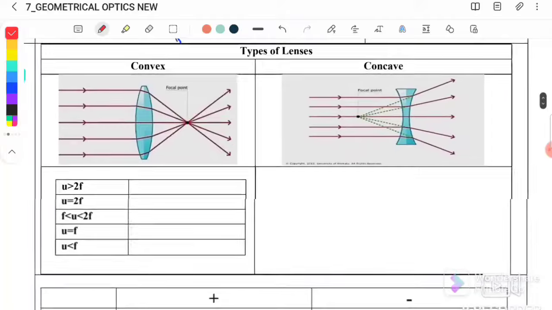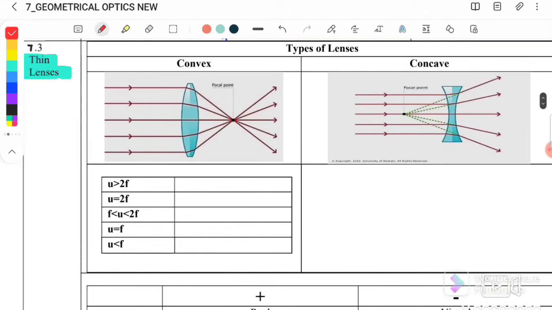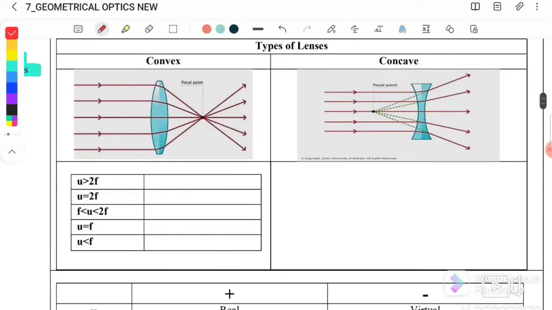Next, types of lens. This is 7.3, thin lens. Actually, thin lens and mirror have two differences. The first one is that a convex mirror corresponds to a concave lens, or a concave lens corresponds to a convex mirror. So it's actually opposite. The characteristics for both are actually the same, just that convex becomes concave, and concave becomes convex.